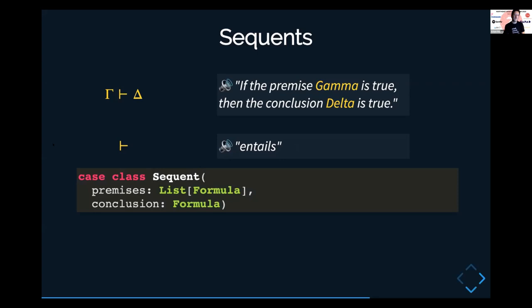So how would I represent this? Well, I can just make a data structure. I can make a case class, a sequent. In this world, there's just going to be one conclusion. This is the thing I want to prove on the right-hand side. And then there's going to be a bunch of things that are premises. If I had these premises, then perhaps I could prove this conclusion. So I have this data structure.